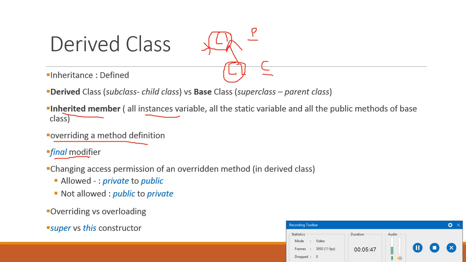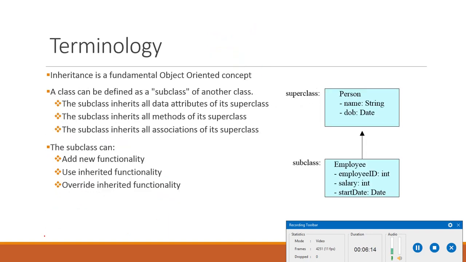If a class is declared as final, it cannot be subclassed, or if a method is declared as final, it cannot be overridden. We can always change the access permission of an overridden method in the derived class. So private to public is allowed, public to private is not allowed. Then overriding versus overloading we will talk about, and we will talk about super and this constructor.